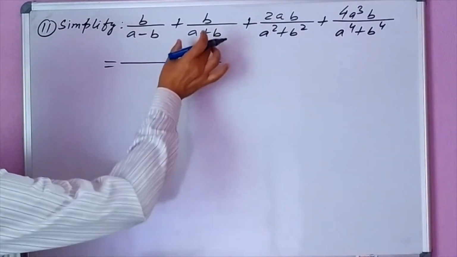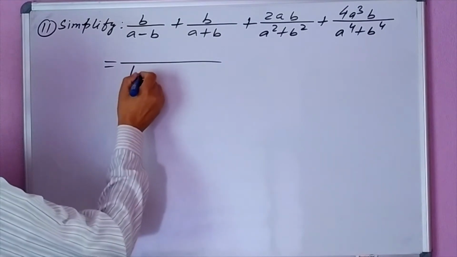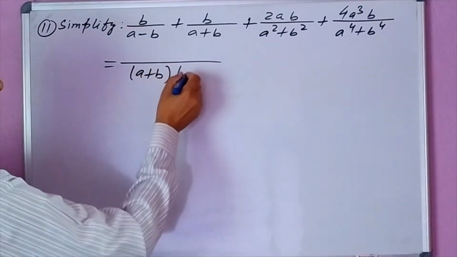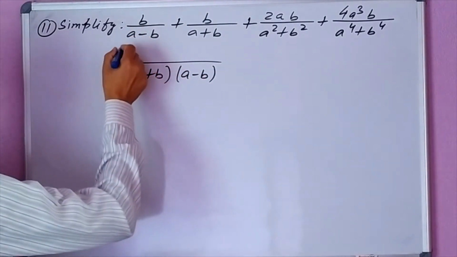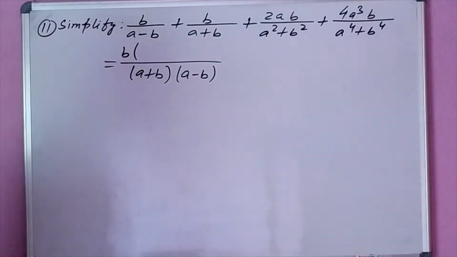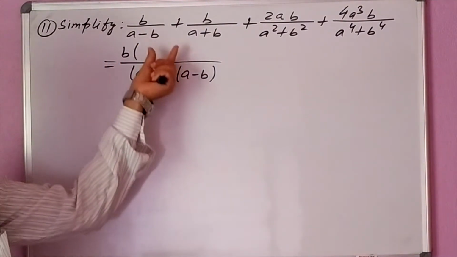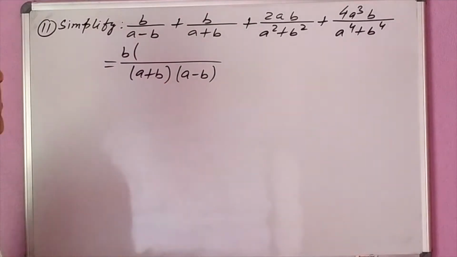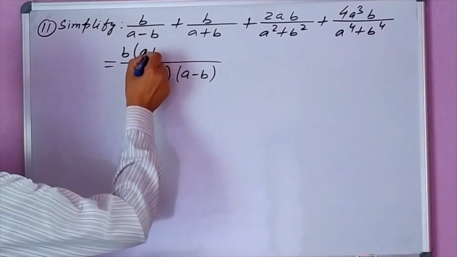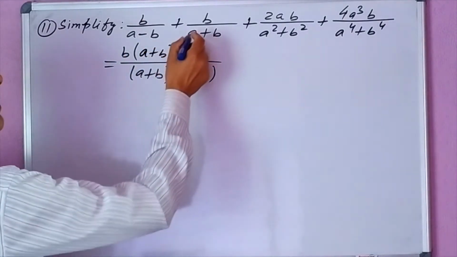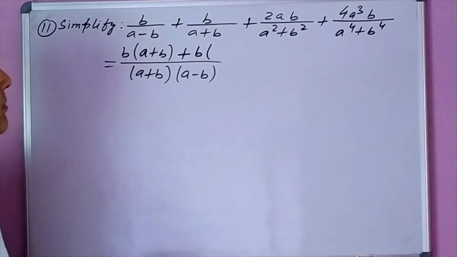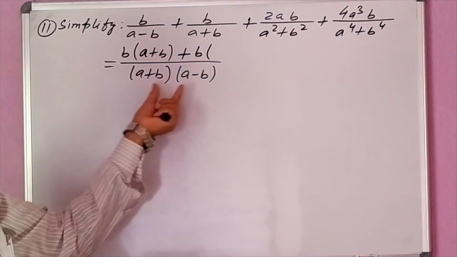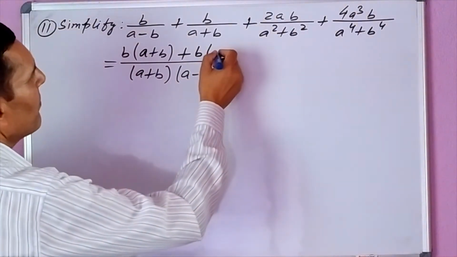So what is the LCM here? (a plus b)(a minus b), in the first 2 terms only. With this b, what will be remaining? When you divide this LCM by the denominator, a minus b will be cancelled and a plus b will be remaining there. To multiply with this b, again the second term, b times this a plus b cancels, and a minus b remains.